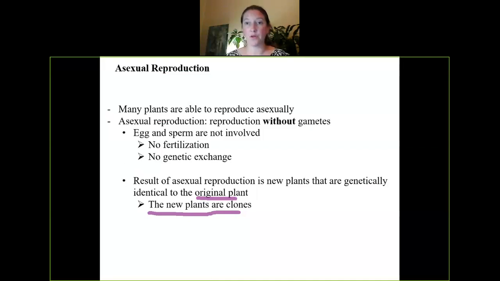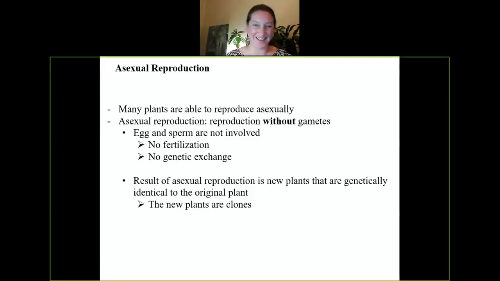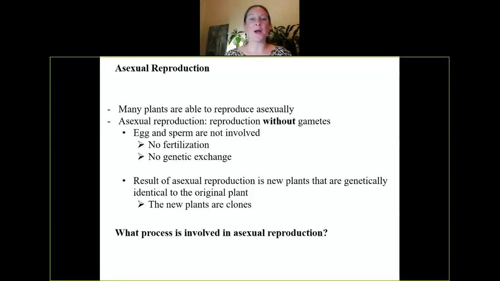How does that work? Let me tell you. What process is involved in asexual reproduction? If it's not egg and sperm coming together, then what process could it be? And the process is mitosis.